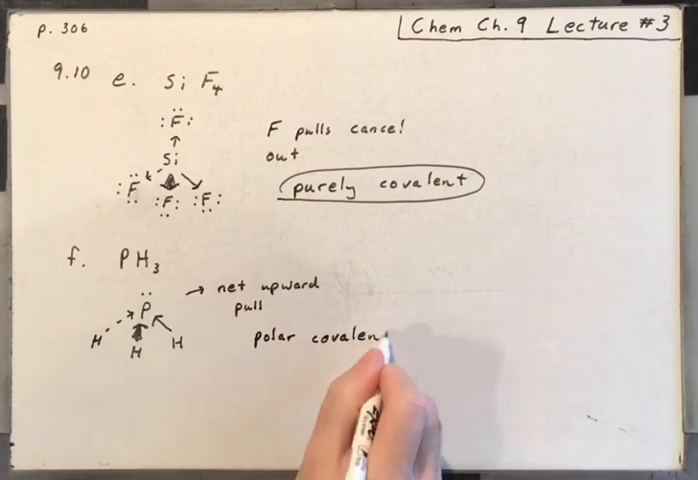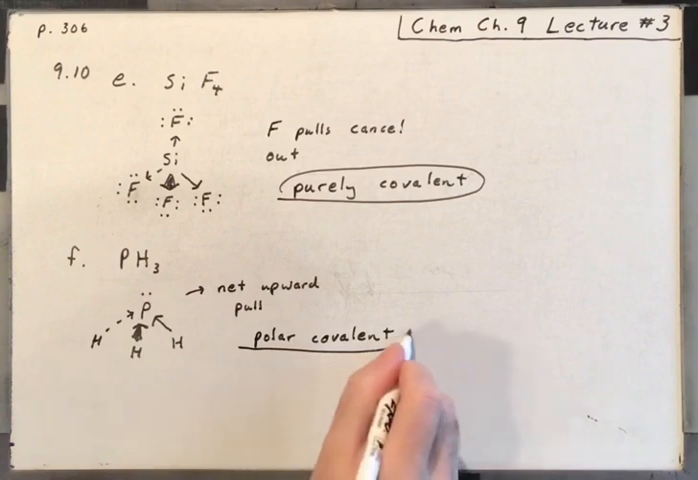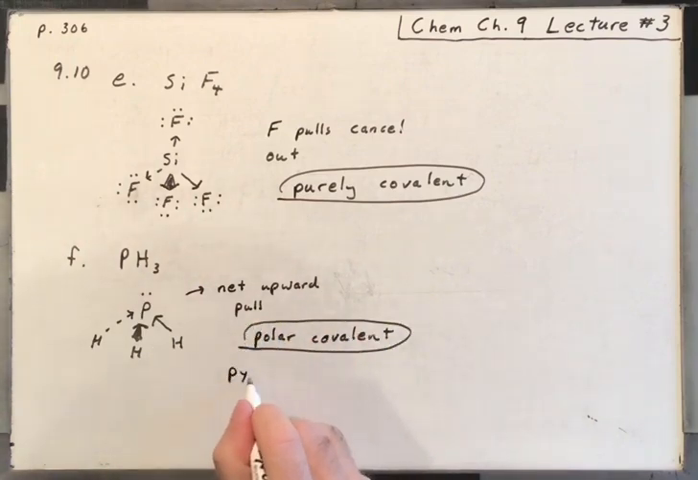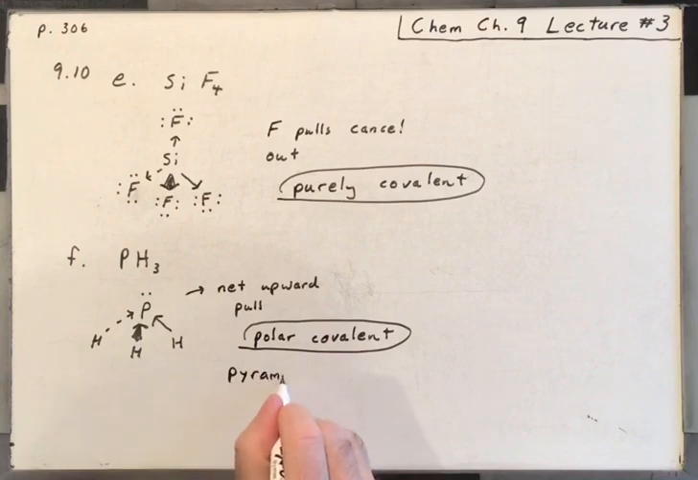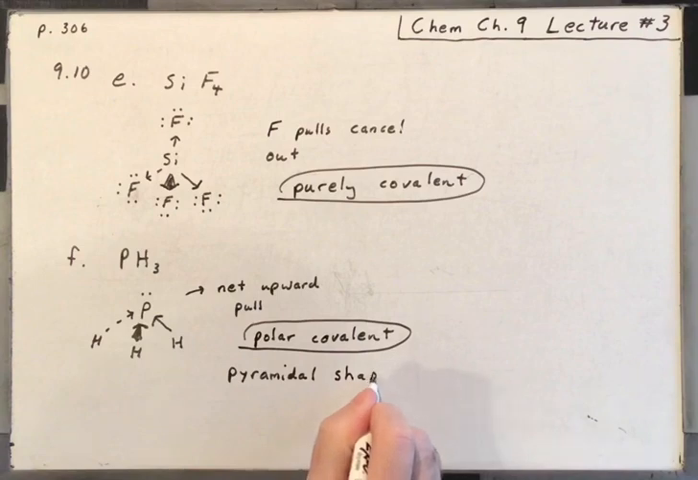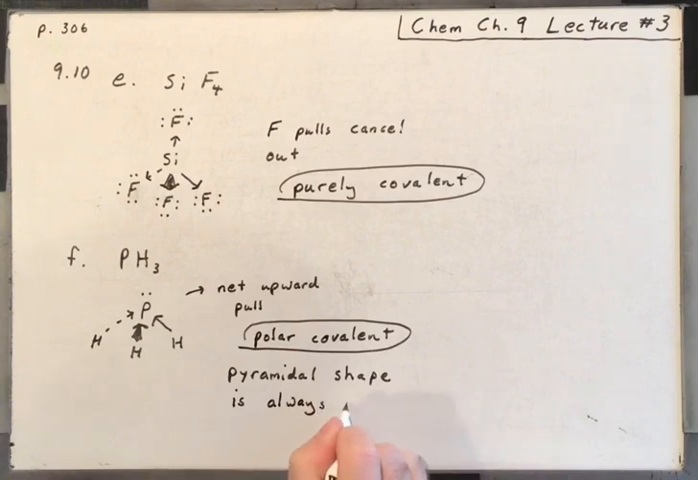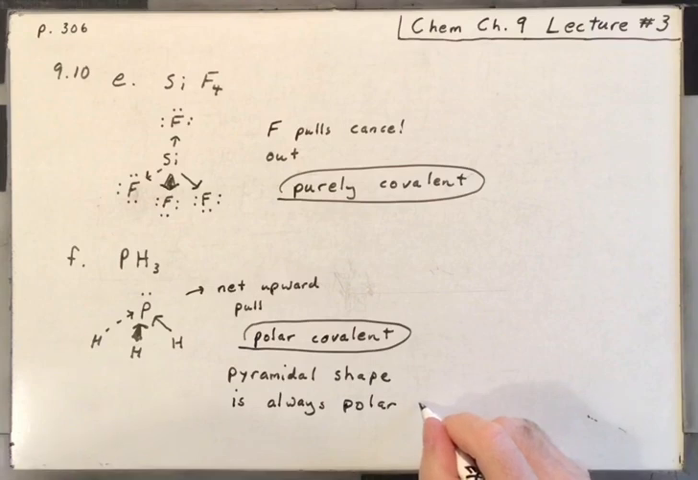I'm going to give you a hint. This might help you on the test. The pyramidal shape is always polar. Just the shape forces it to be that way. It's always going to move.